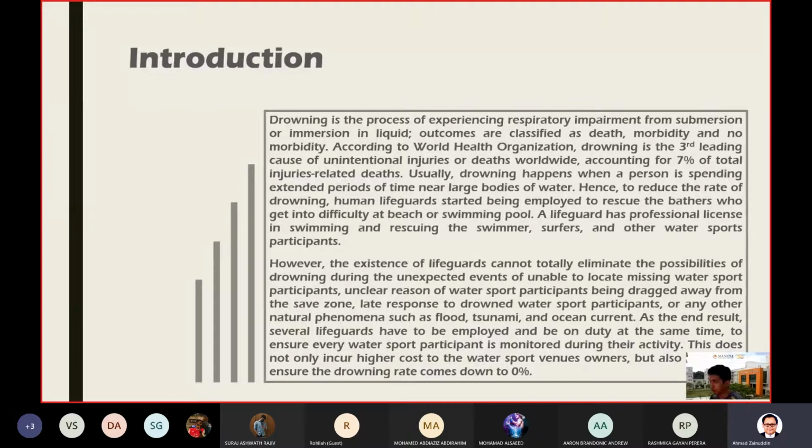Therefore, I have come up with two solutions combined, because the reason we should reduce using human lifeguards as much as possible is that when a lifeguard tries to save a drowning person, the lifeguard will put himself in danger as well. Another reason is natural phenomena such as floods, tsunamis, and ocean sea currents, which are high risk factors that lifeguards should not risk their lives in.